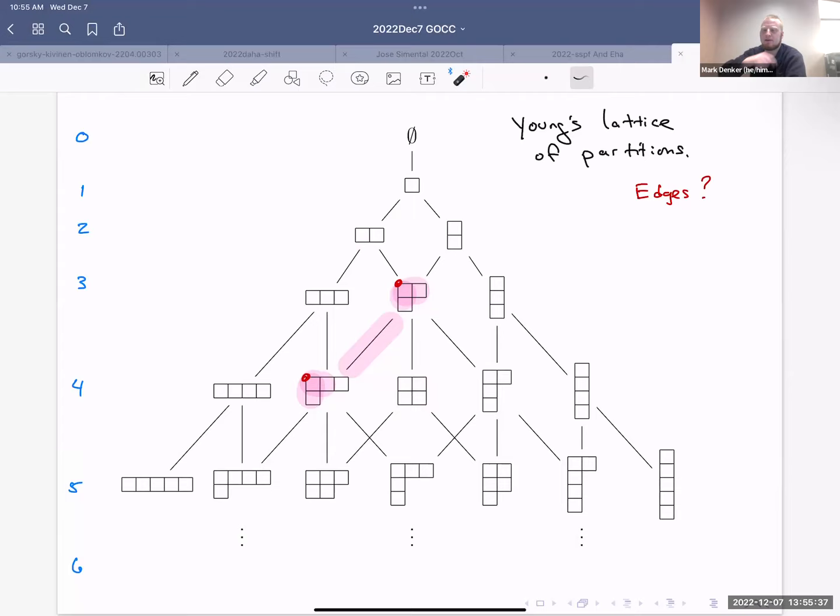Let me think. And other people in the audience who might know faster than I do can say. I don't think I've looked at that. One thing you can do is there's also this picture. It also comes up in symmetric functions or symmetric polynomials.